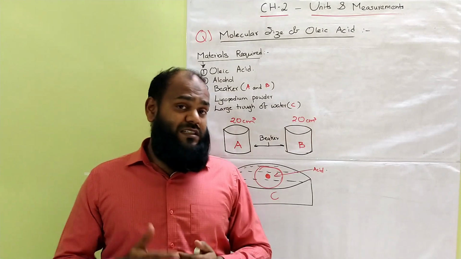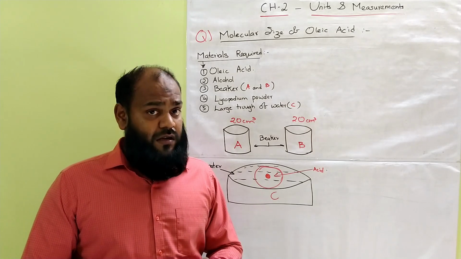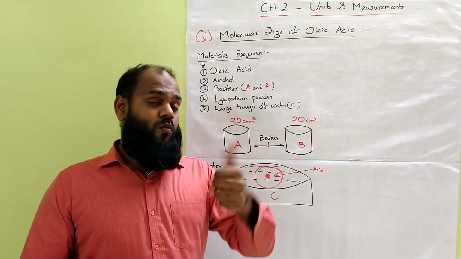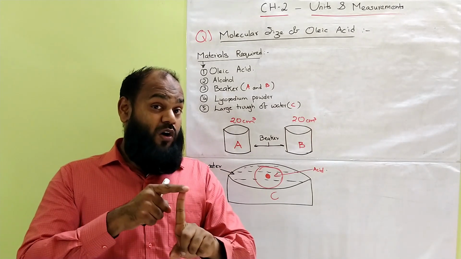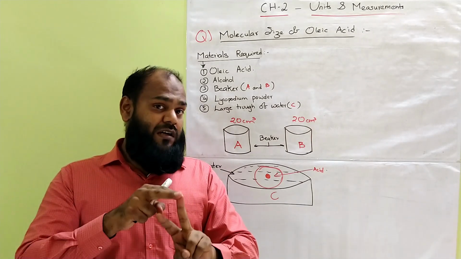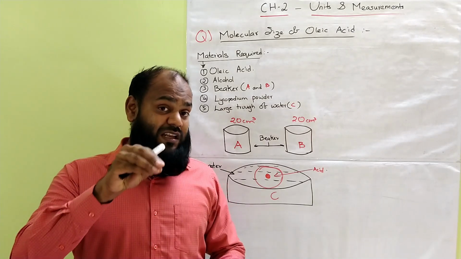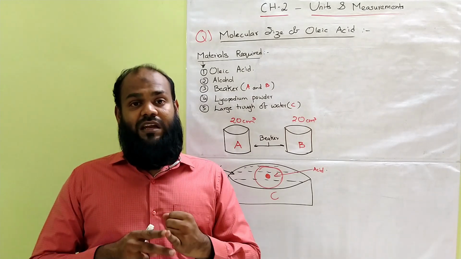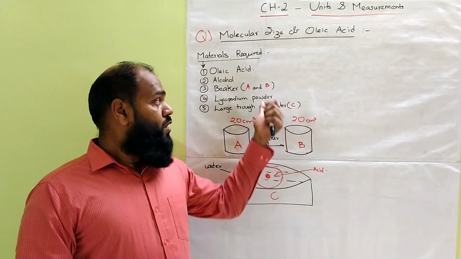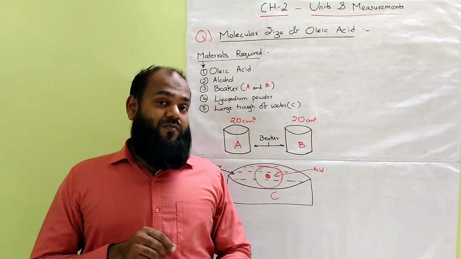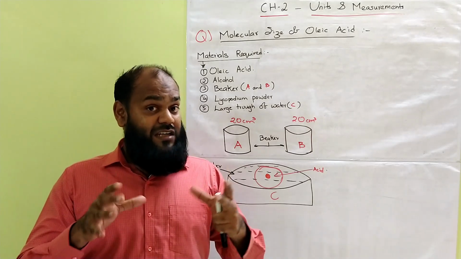Before we find out the size of the oleic acid, you need a few materials to perform the test. So what are the materials we require? One is oleic acid. Second, we need alcohol. We need two beakers and mark them as A and B. Then we need lycopodium powder. Finally, a large trough or a large bucket of water. What is oleic acid? It is a slippery, soapy liquid which has a large molecular size.